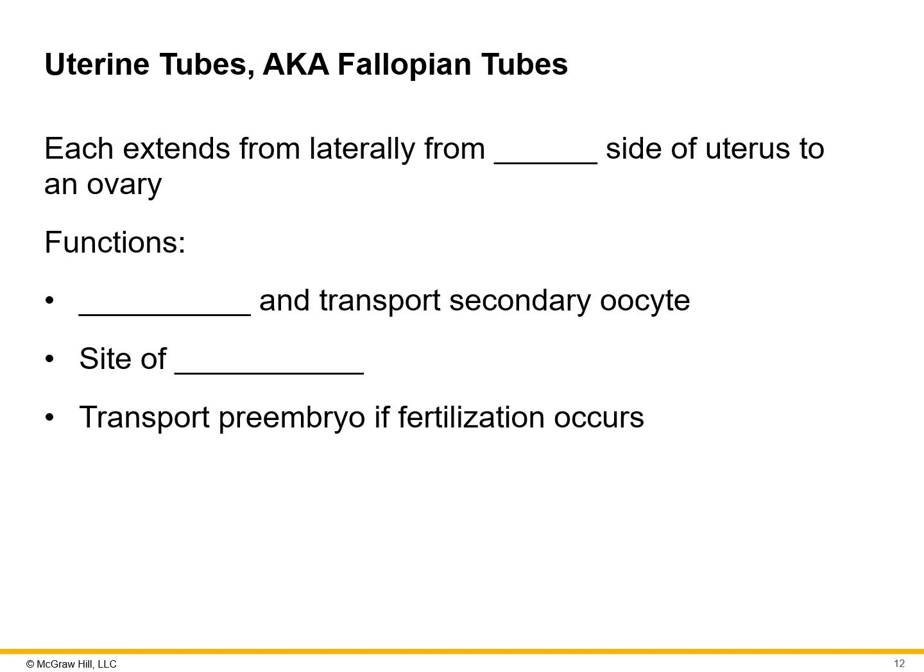The uterine tube is where fertilization is going to take place. So it's the site of fertilization. And then it's going to transport that pre-embryo if fertilization occurs, and then it's going to bring it to the uterus so that it can be implanted in the uterine lining so that it can continue to grow and develop.